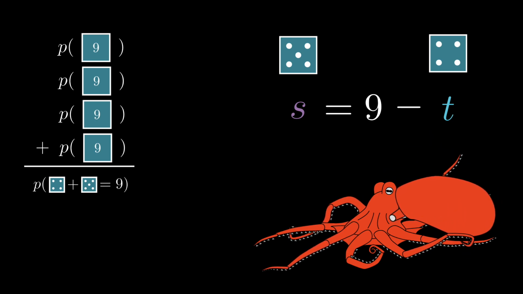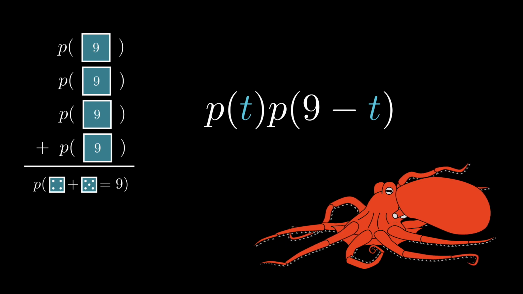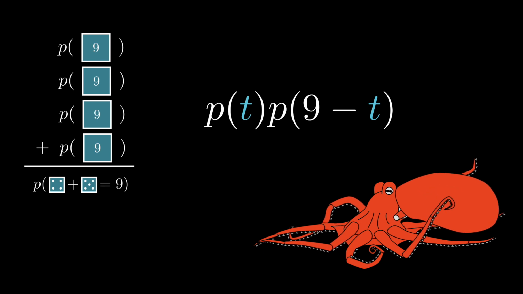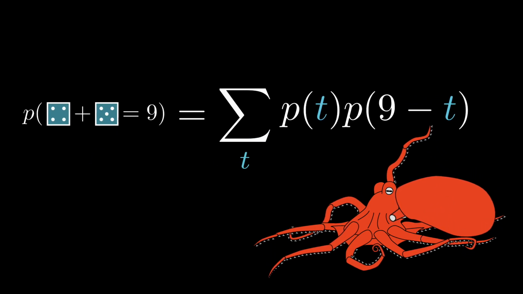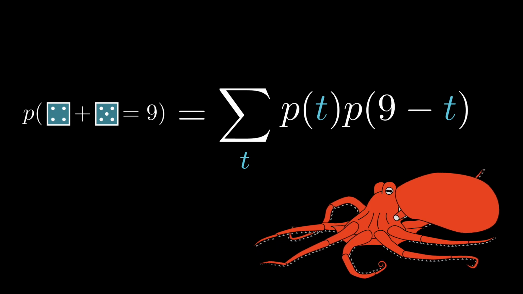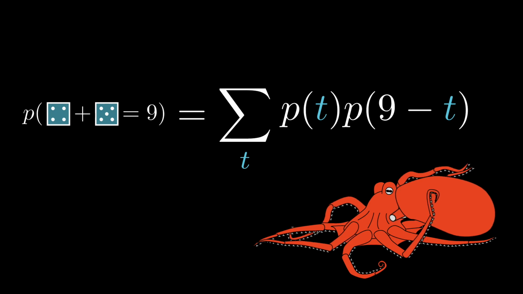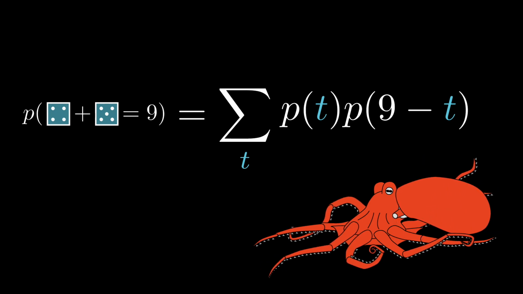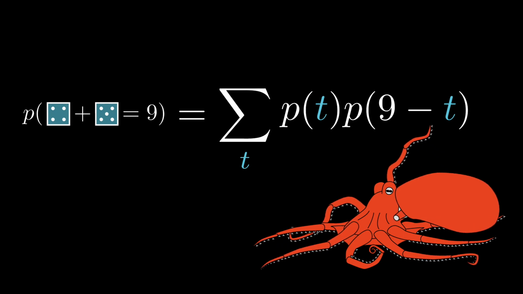For each t, we multiply the chances of the first die getting a value of t by the chances of the second die getting a value of 9 minus t. When we add them all together, we have a closed-form equation for the probability of rolling a 9. Now notice that there's nothing special about the value 9 here. This argument works for any number, so we can replace our 9 with an x.